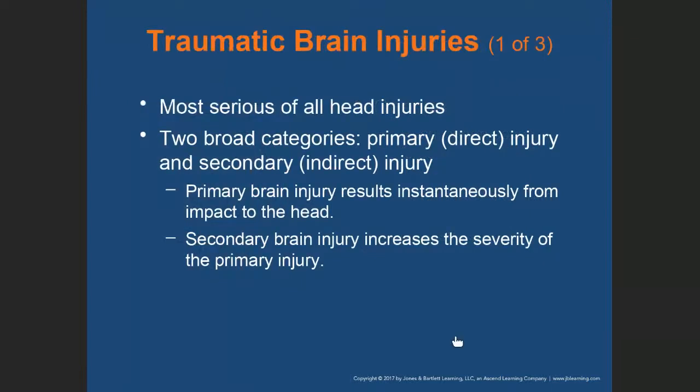All right, now traumatic brain injuries. This is the most serious complication from a head injury. So most serious of all head injuries, two broad categories. You have primary, which is direct injury, and you have secondary, which is indirect injury. So primary brain injury results instantaneously from impact to the head, and secondary is going to be the effects as a result of that direct injury.